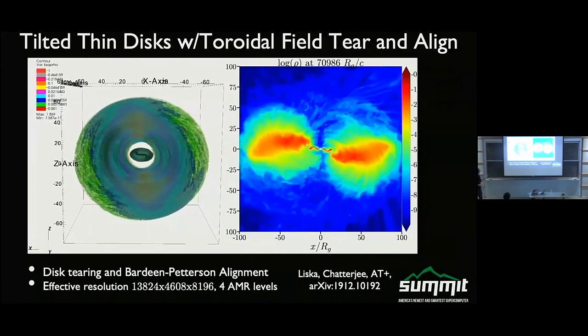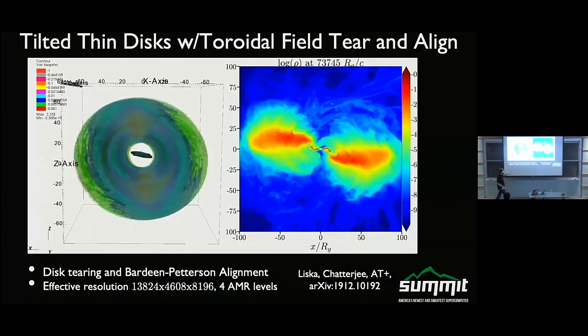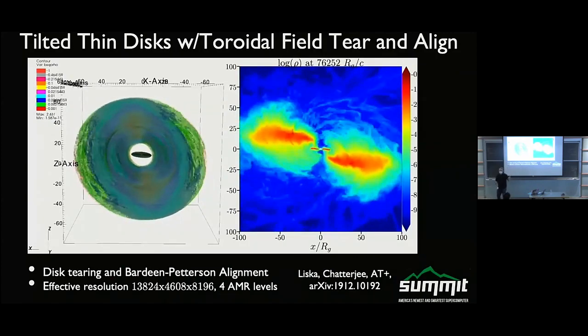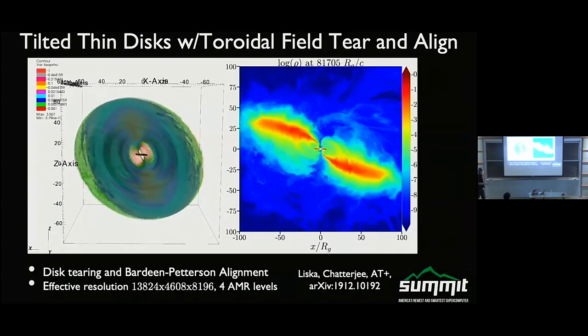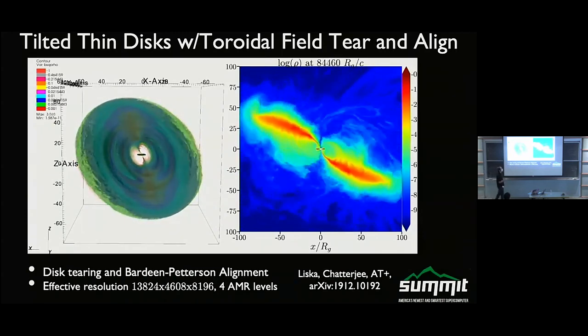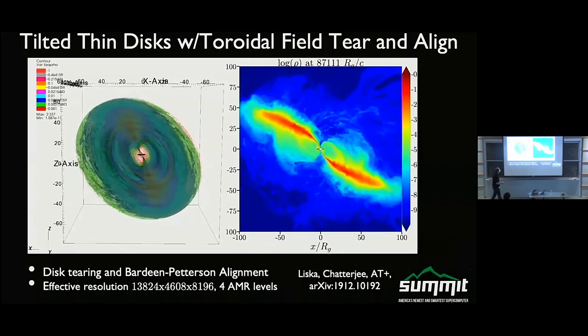The inner disk aligns with the black hole, big deal. Since 1974, I think, we've been looking for Bardeen-Petterson alignment. They predicted it, but we've never seen it in the turbulent disk around the supermassive black hole in general relativity. This disk eventually gets consumed.